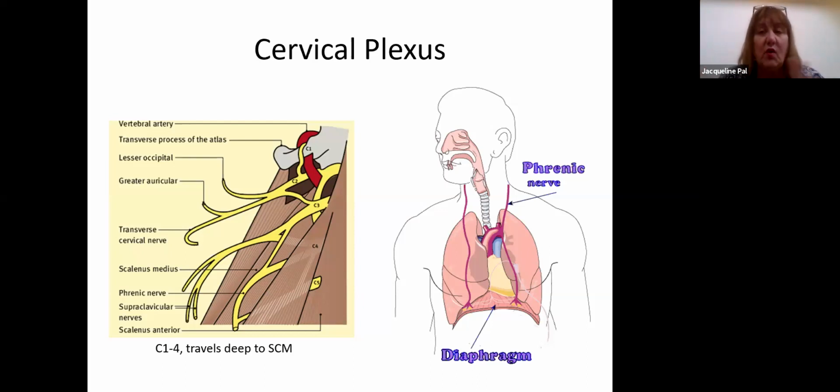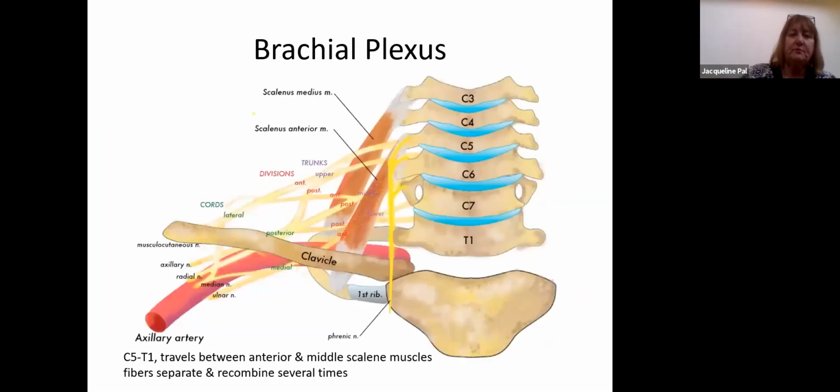So in other words, if you want your diaphragm to contract, you need your phrenic nerve intact, and it comes off your cervical plexus. So if you have a high cervical injury and the cervical plexus isn't getting any messages, then your diaphragm can't contract. That means you can't inhale. That means it's not going to be a good day for you. So that's the cervical plexus.